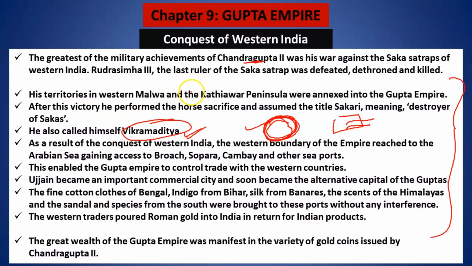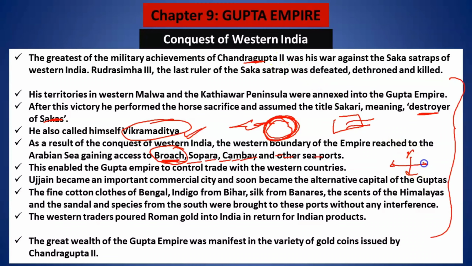One more important thing was that he was also known as the destroyer of the Shakas, because whatever Shakas were left over, he fought against them and then destroyed them. On the western side, he expanded his boundaries, and these were some of the seaports. This is Baruch. In the Tamil Nadu book it is written in this way, but this is Baruch. All right, I'm talking about Western India.